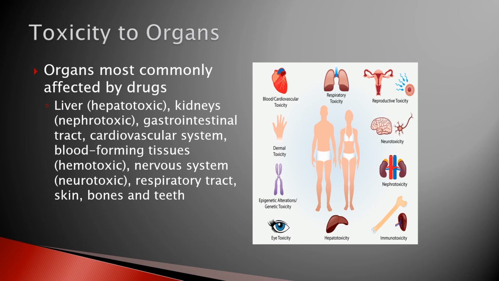So when it comes to toxicity to our organs, it's going to come down to the location of where that toxicity is occurring. So if that toxicity is happening in the liver, we're calling it hepatotoxic. We're saying that that toxicity is happening in the liver. Again, we're talking about the location versus nephrotoxic. That means it's happening in the kidneys.